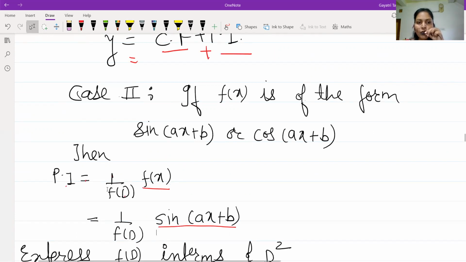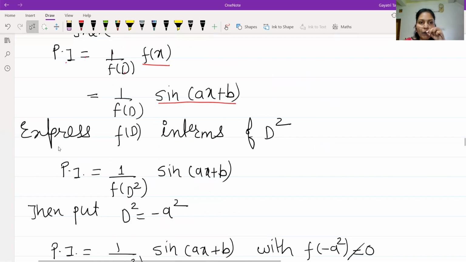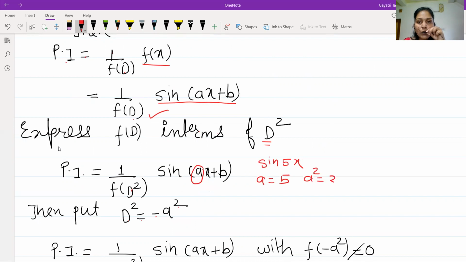Then what do you have to do? What is your first step? We have to write down f of D in terms of D square. So first bring the denominator to D square. Then we have to put D square equals minus a square. So what is meant by this a? a is nothing but the coefficient of x. Suppose I have sin 5x, then the value of a will be 5, so a square will be 25.